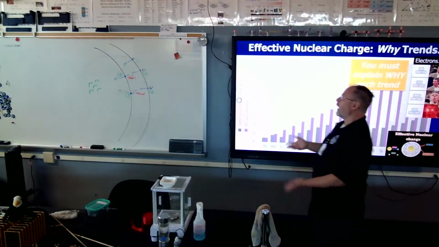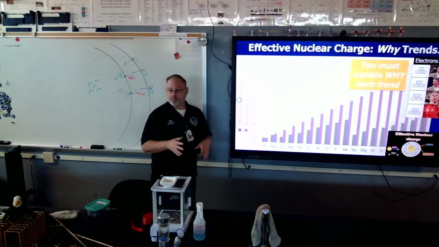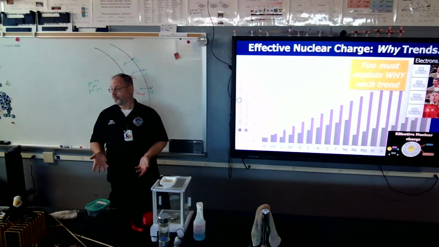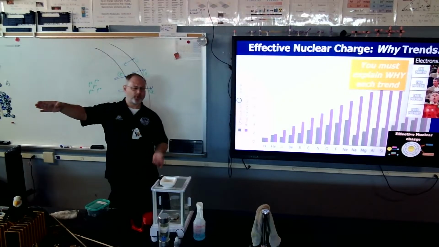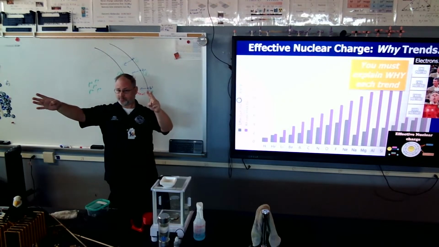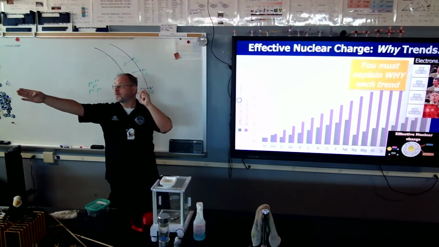Okay, so how this works is pretty simple. The effective nuclear charge can be basically summed up with the number of valence electrons. Remember valence electrons? Group 1 has 1 outer electron. Group 2 has 2 outer electrons. Group 3 has how many? Sorry, group 13. Group 13 has how many?